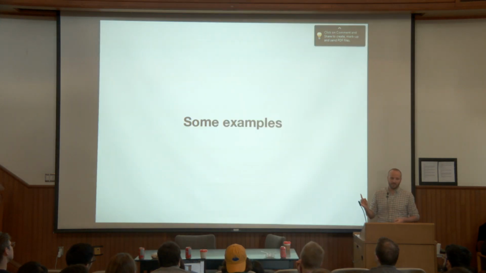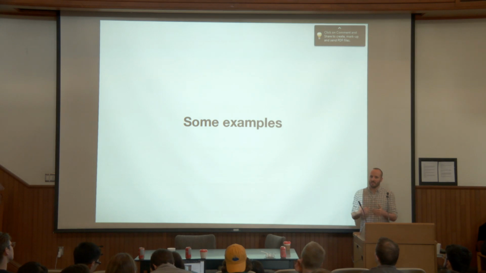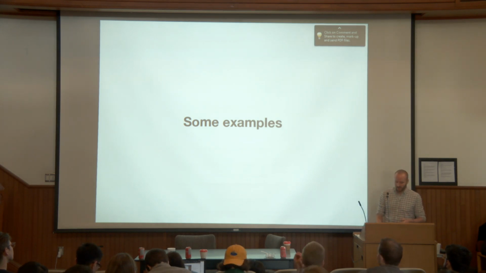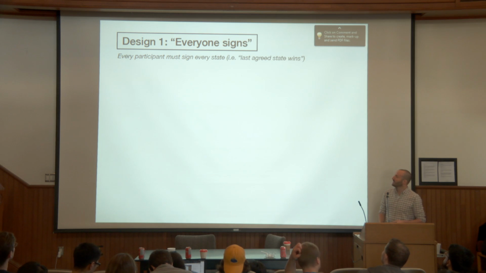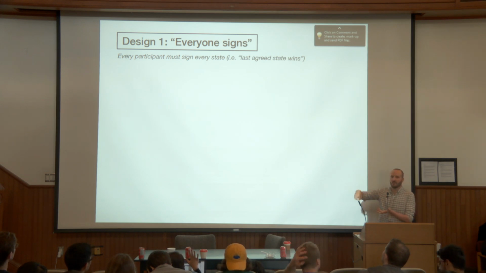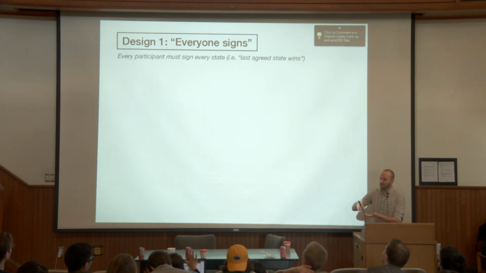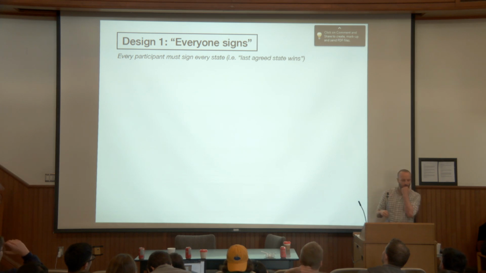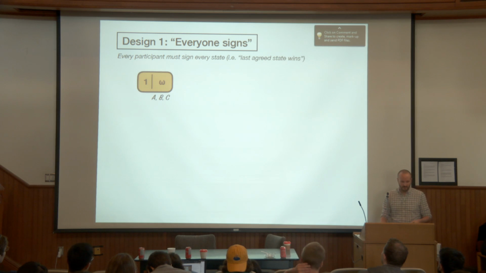So I'm going to give a few examples about possible update methods for channels. There are different ways you can define how states update. I'm going to skip over a few of these. One of them is that everyone has to sign everything. I wanted to go through these and analyze what the finalizable outcomes are.